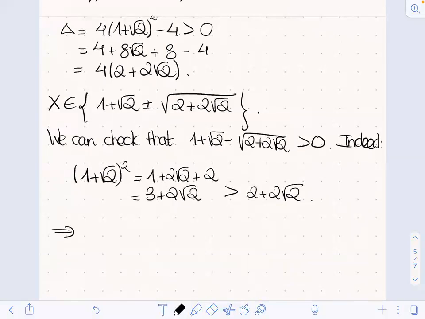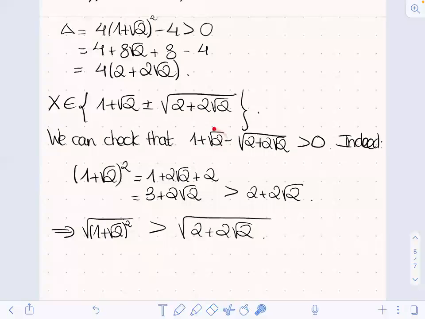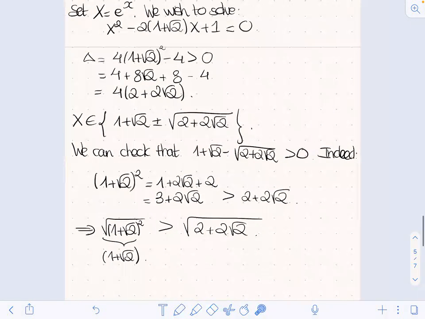And if you look at what that means, if you now take the square root of both the terms, we get square root of 1 plus square root of 2 squared bigger than 2 plus 2 square root of 2 with the square root on it. This here is equal to the term that's here, and that one is equal to the term that's on the right hand side. So we get the right sign for both of the terms. The second one has a plus in between, so you can easily check that it's positive.